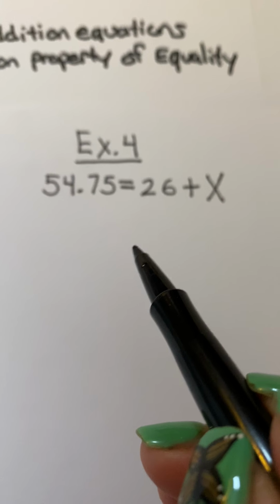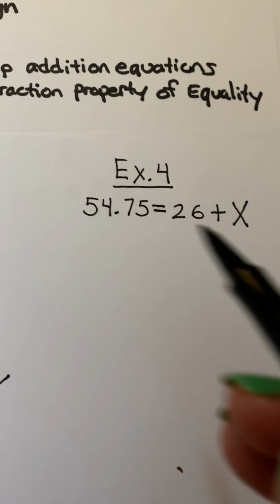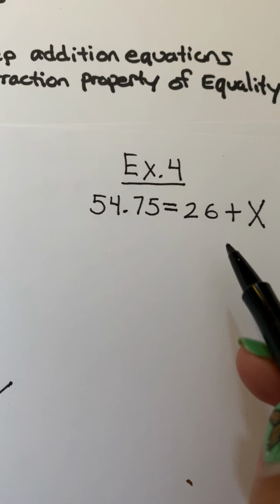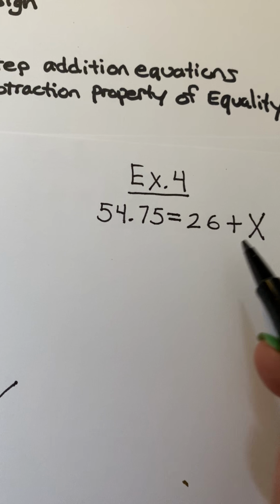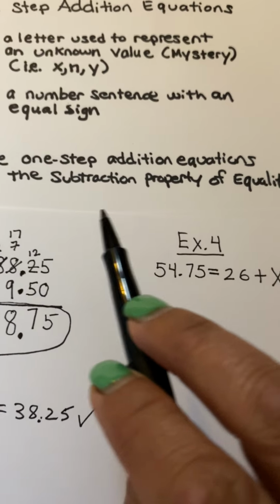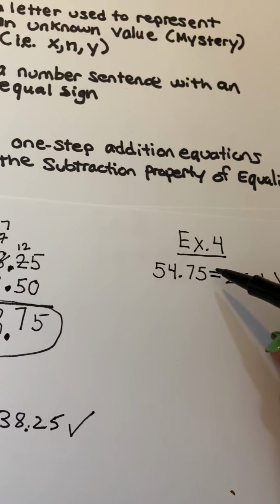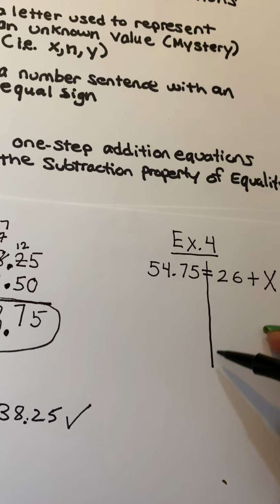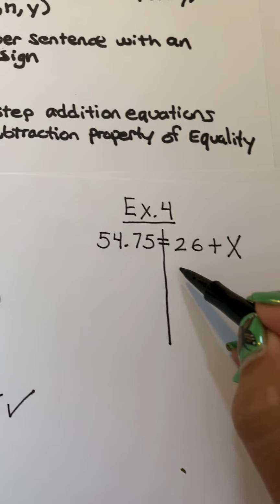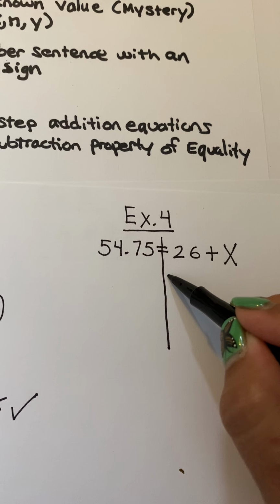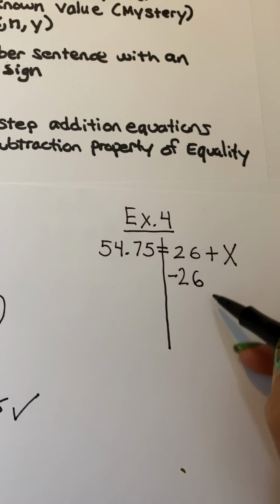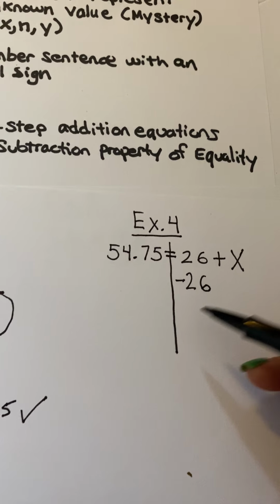So we see a 26 plus x. 54.75 equals 26 plus x. So we see a positive 26. We have to get rid of that. And using the subtraction property of equality, meaning whatever I do on one side, we have to do to the other side, I will get rid of that 26. So positive 26, to get rid of it, you have to do a minus 26 on the right side of the equal sign, so x can be by itself.